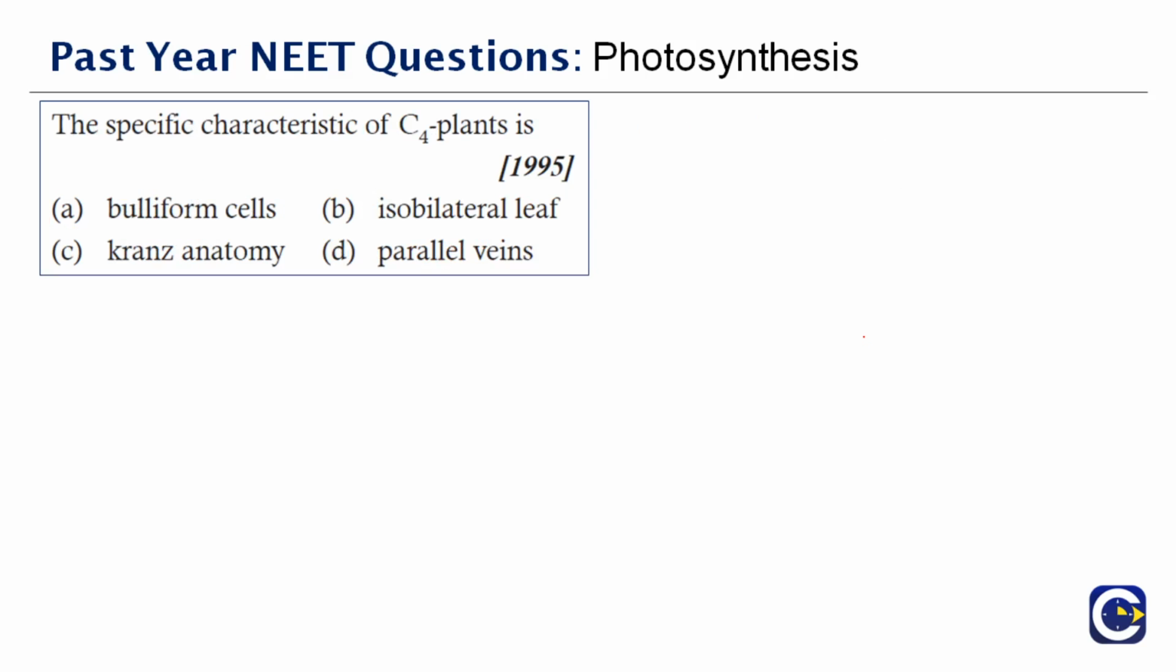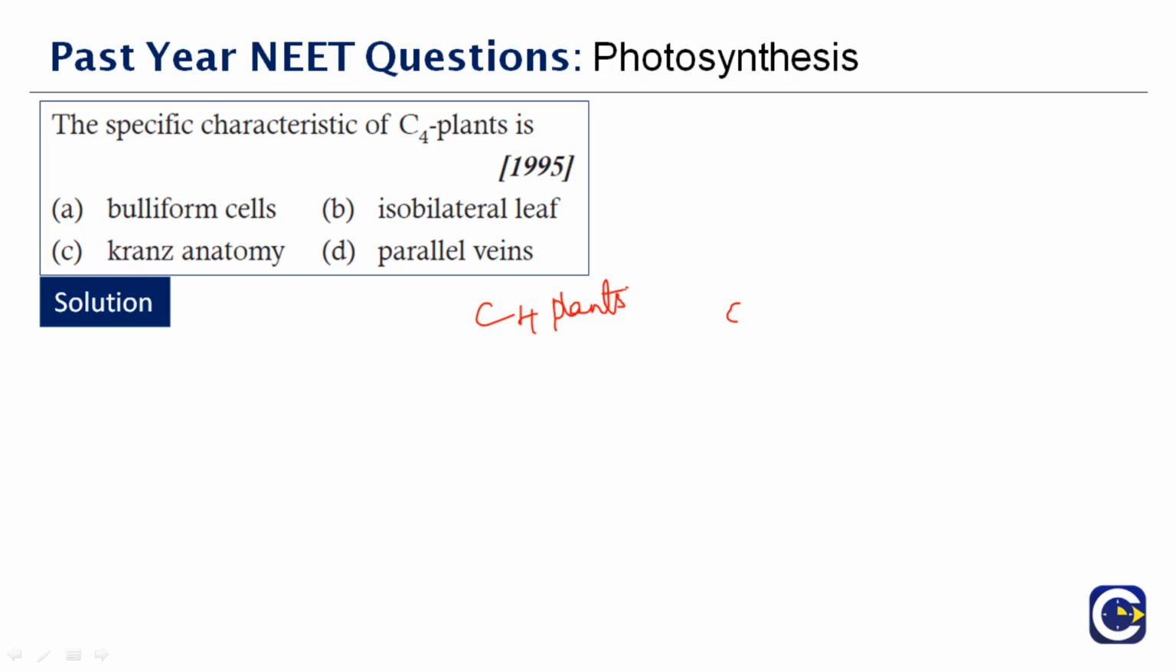Next question. The specific characteristic of C4 plants is dash. I think this is also something that we discussed in the earlier parts, where we saw Kranz anatomy. I already explained what Kranz anatomy is, but I will explain it again. What do you mean by Kranz anatomy? It is a specialized structure exclusively for C4 plants.